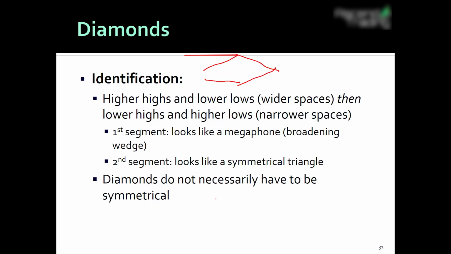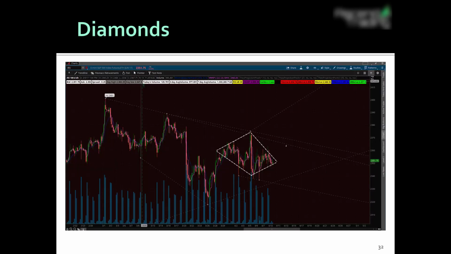They don't necessarily have to be symmetrical. They can look like parallelograms as well. So here, for the ES future, there's a formation of the diamond pattern right here. And if you draw the trend line SARs, they're around these areas.